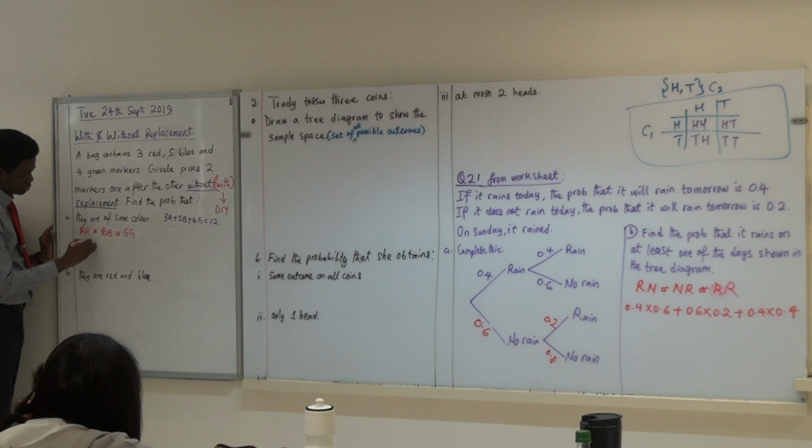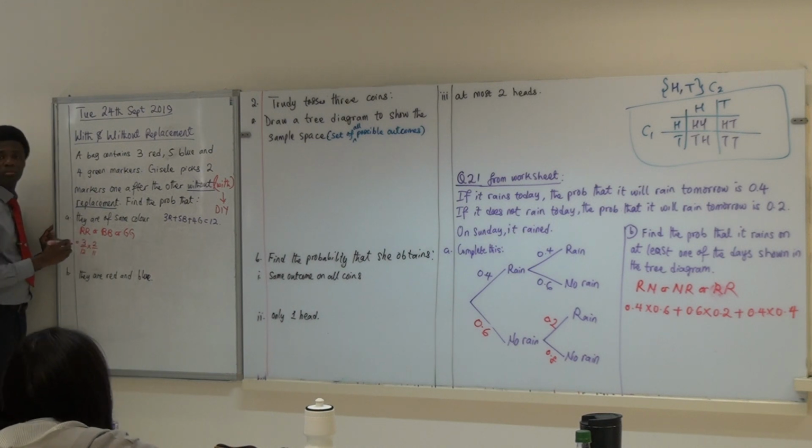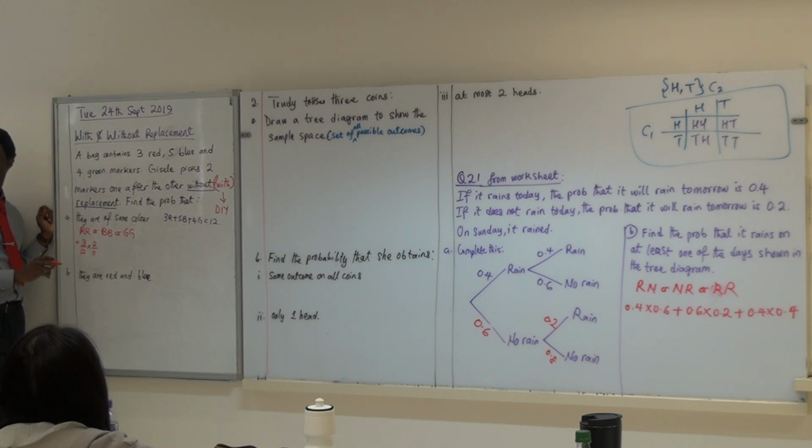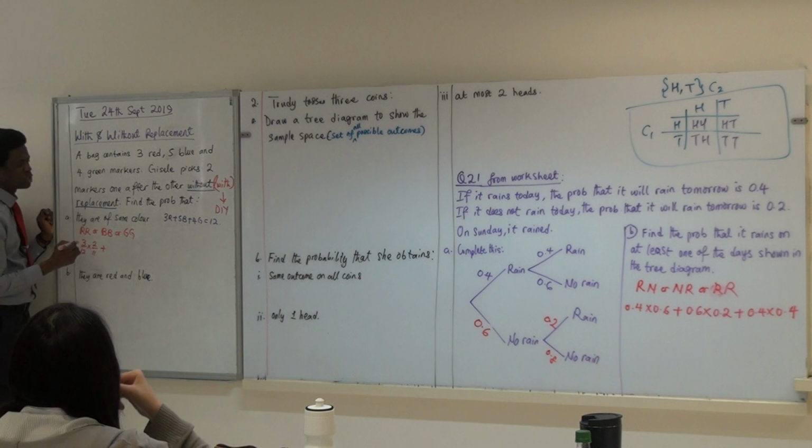2 over 11. Remember, you have taken a red, you didn't replace it. So now when you go back to the bag, you have just 2 more reds. And altogether you have just 11. Because you never replaced the last one that you picked. That's the difference between with and without replacement. In the case of with replacement, what would have been the second fraction? 3 over 11. The same 3 over 11. Does it make sense?